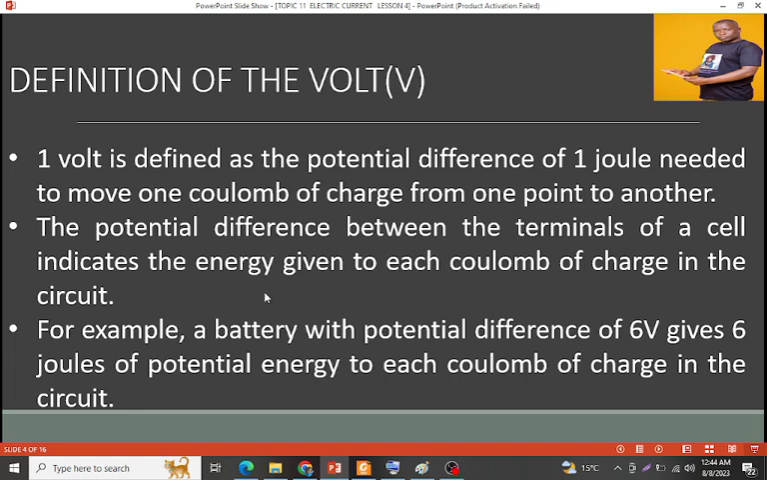So when you buy a cell, for example, for your torch, check, they indicate 1.5 volts. What that means is that it is capable of providing 1.5 joules to each coulomb of charge when connected in a circuit.